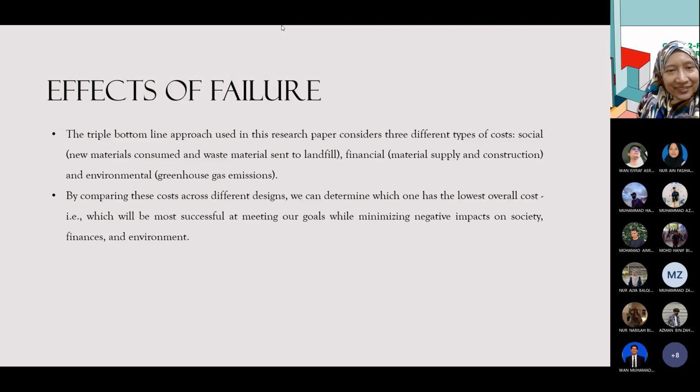Okay, next, the effect of failure. They have three different types of cause, which is social, new material consumed and waste material sent to landfill. The second is financial, material supply and construction, and environmental, greenhouse gas emission. By comparing these costs across different designs, we can determine which one has the lowest overall cost, which will be most successful at meeting our goals while minimizing negative impact on society, finance, and environment.